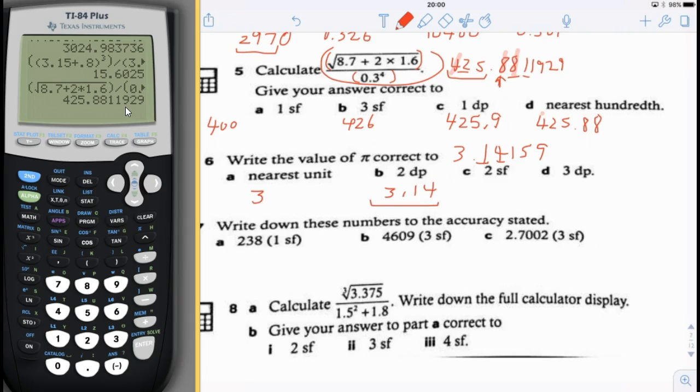3.14. Two significant figures. So that would be the 3 and the 1. Is the 4 enough to round the 1 up to a 2? No. 3.1 is where we're going to stop.